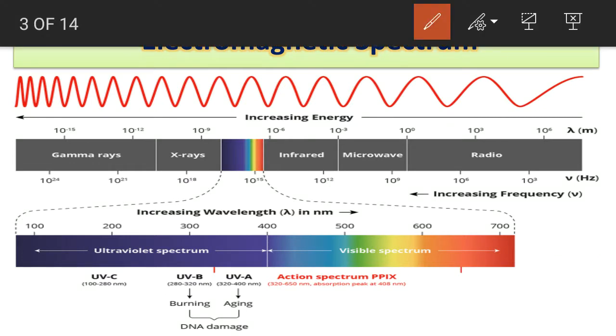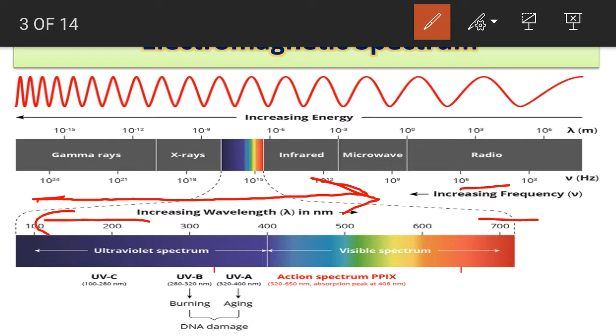Now see, the wavelength increases as we go from gamma rays to radio waves. For gamma rays, the wavelength is low, and for radio waves, the wavelength is higher. The frequency of radio waves is lower, whereas the frequency of gamma rays is higher. When we look at the energy, the energy of radio waves is lower and increases from radio waves to gamma rays.